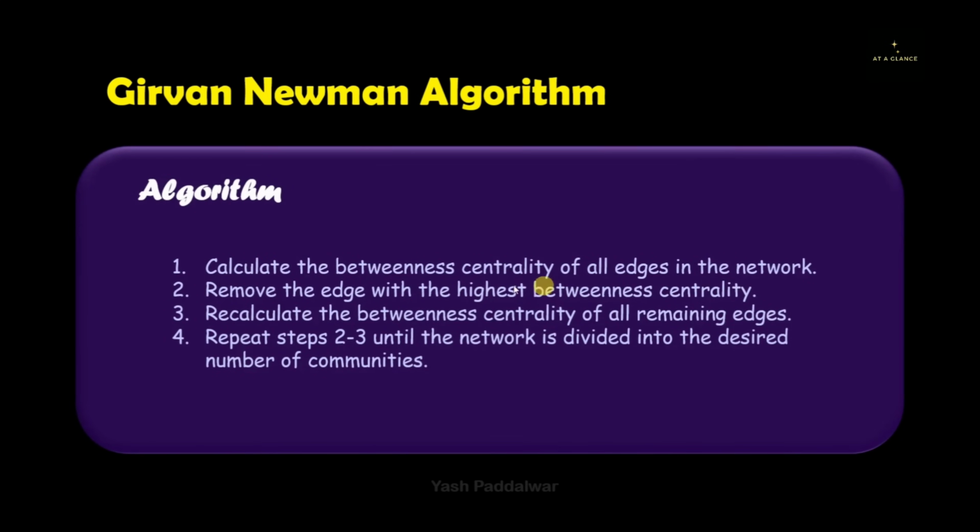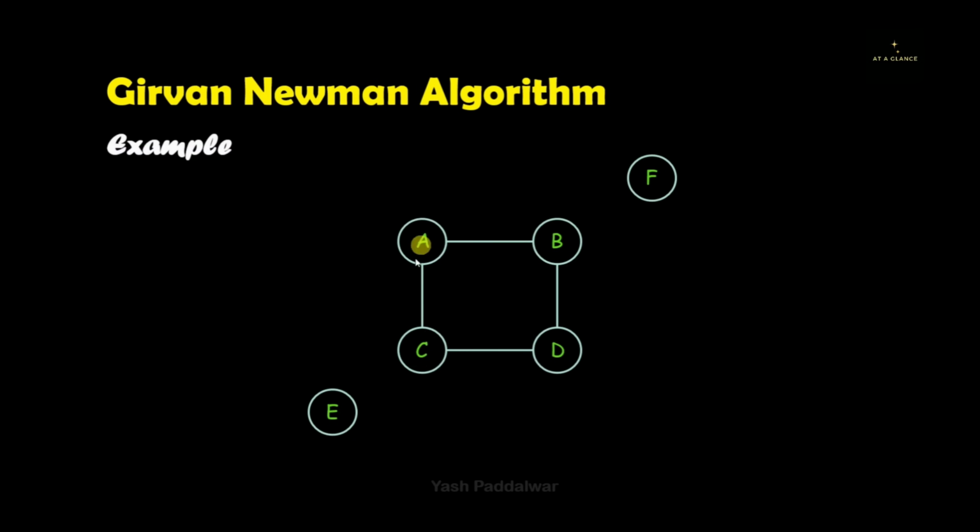So you can see we have covered the first 2 steps. Now in the third step, we can see that it is asking us to recalculate the betweenness centrality of all the remaining edges. So in the graph, if you remember, we had 4 nodes connected to each other, and this is the leftover portion of the graph.